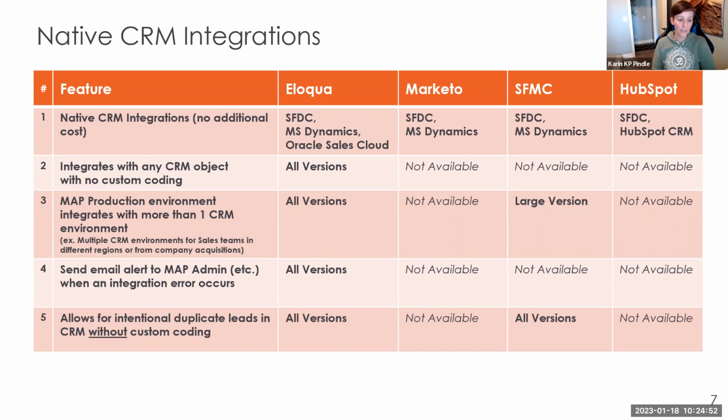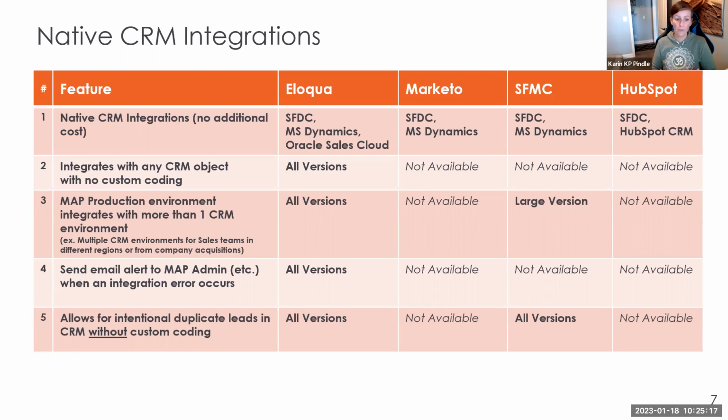The 5th feature here is the integration with the map allows for intentional duplicate leads in the CRM system without custom coding. Again, we're trying to avoid custom coding as much as we can and just use these platforms as they are intended out of the box. So Eloqua and Salesforce Marketing Cloud can do this. Marketo and HubSpot cannot. You'd have to do custom coding to make it work.